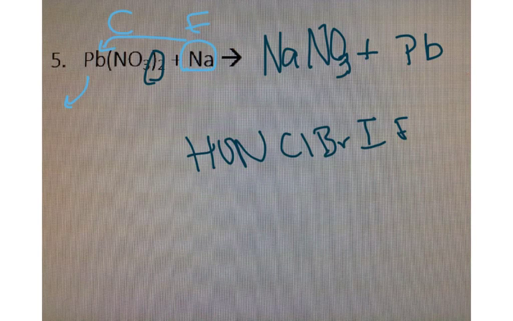My final thing that I'm going to need to do is I'm going to need to balance it. So I'm going to look at my general counts. I have 2 nitrates on the left, so I'm going to put a 2 in front of my NaNO3, which adjusted then my Na count to 2, so I'm going to put a 2 in front of my Na, and now I have 1 lead, 2 nitrates, 2 nitrates, 2 sodiums, and 2 sodiums, so I am good to go.